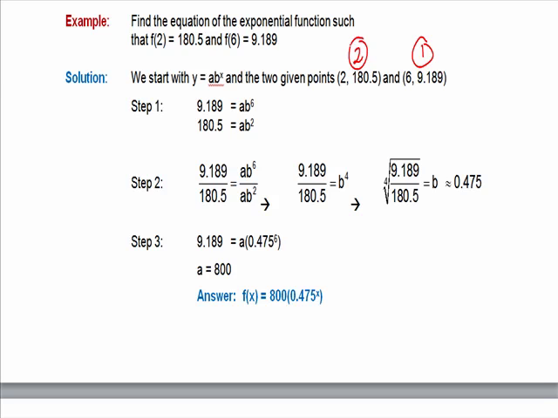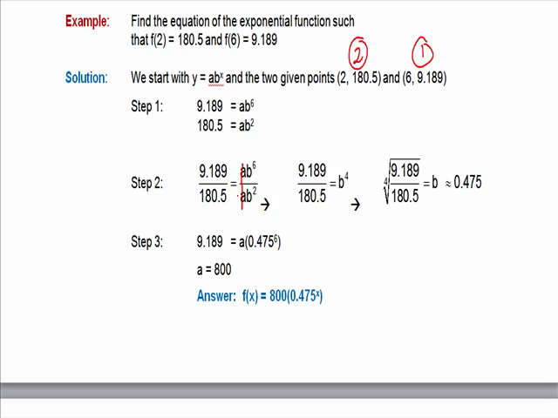Step 2 said divide those 2 equations, and so I'd have 9.189 over 180.5 is equal to ab to the 6th over ab squared. The reason it made sense to pick the one with a larger x first is now when I do the division, remember that when I have b to the 6th over b to the 2nd, I subtract the exponents. By having the one with a larger x first, that subtraction will result in a positive exponent. Notice also when I do this division, the a's will divide out, and I'll end up with 9.189 over 180.5 is b to the 4th.